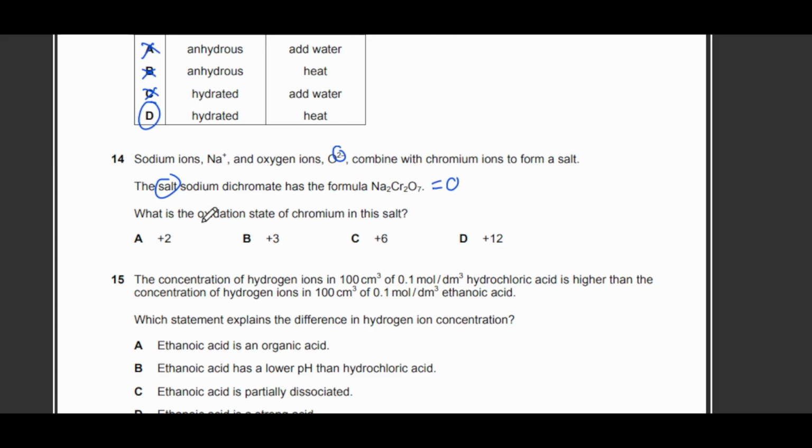So how to find oxidation state? Since they tell you O is 2 minus and Na is 1 plus, you just need to make an equation, right? So 2, because there's 2 Na, plus 2x, we can use x as a variable, plus minus 14 equals 0. Why minus 14? Because 7 times negative 2 is minus 14. So 2 plus 2x minus 14 equals 0. So therefore 2x minus 12 equals 0. 2x equals 12. And finally x equals 6. It's pretty easy. So therefore the oxidation state will be plus 6.